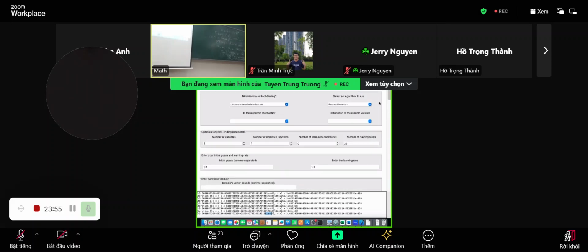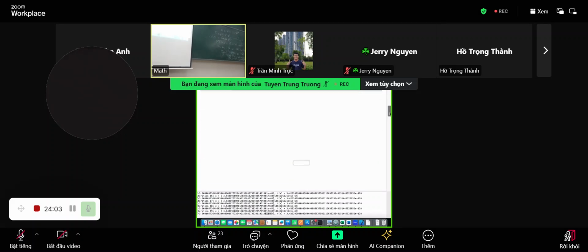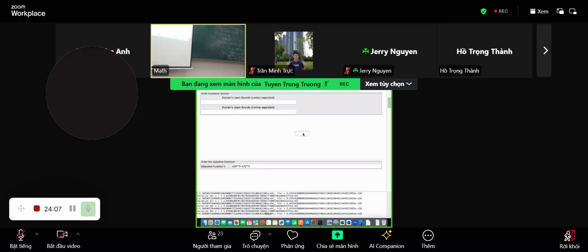And we can check backtracking gradient descent. Hopefully it runs here, or maybe I need to close it and run again. Let's see what happens if I do this. Yes, and then I do this.